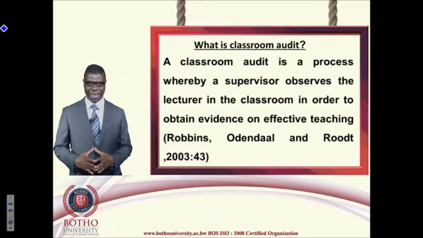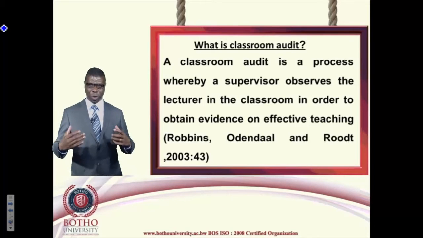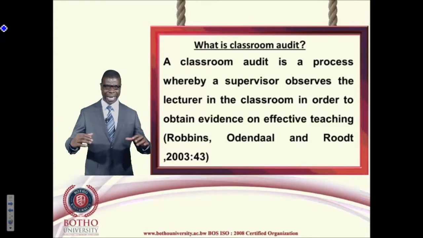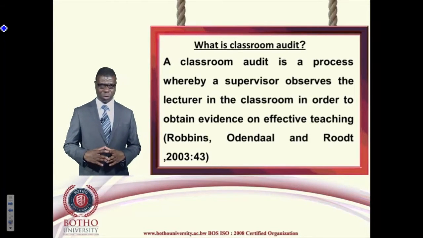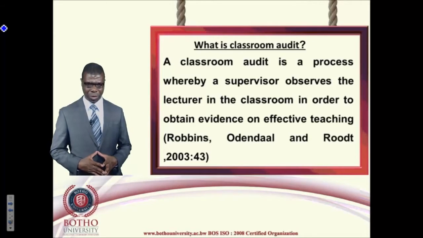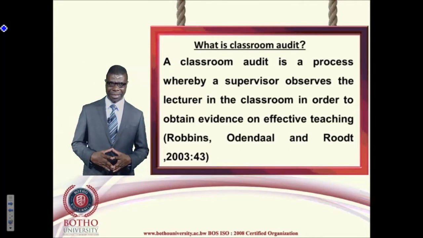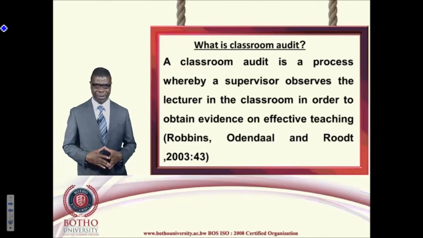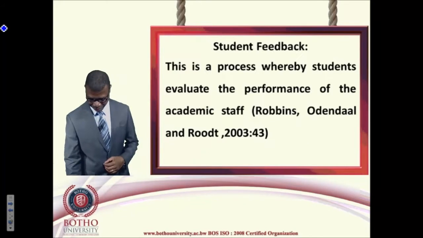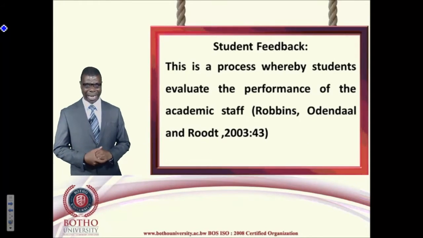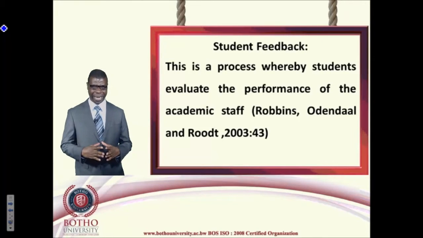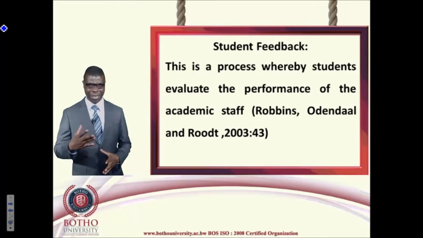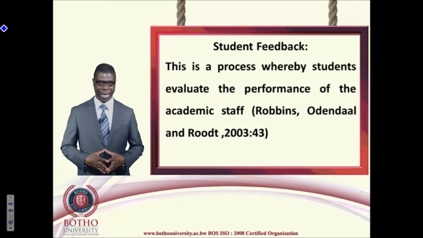We need to start with what is a classroom audit. A classroom audit is a process whereby a lecturer is being measured by a superior to see whether they are performing to the right standards. This is also from Robbins, Odell, and Rodin, 2003. Student feedback is also a process whereby students evaluate the performance of the academic staff. Again, it is from Robbins, Odell, and Rodin.